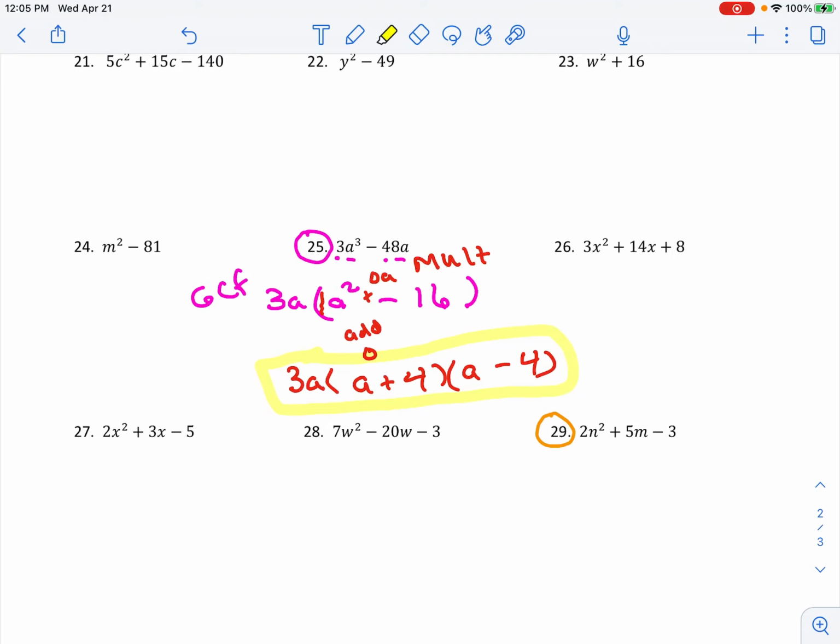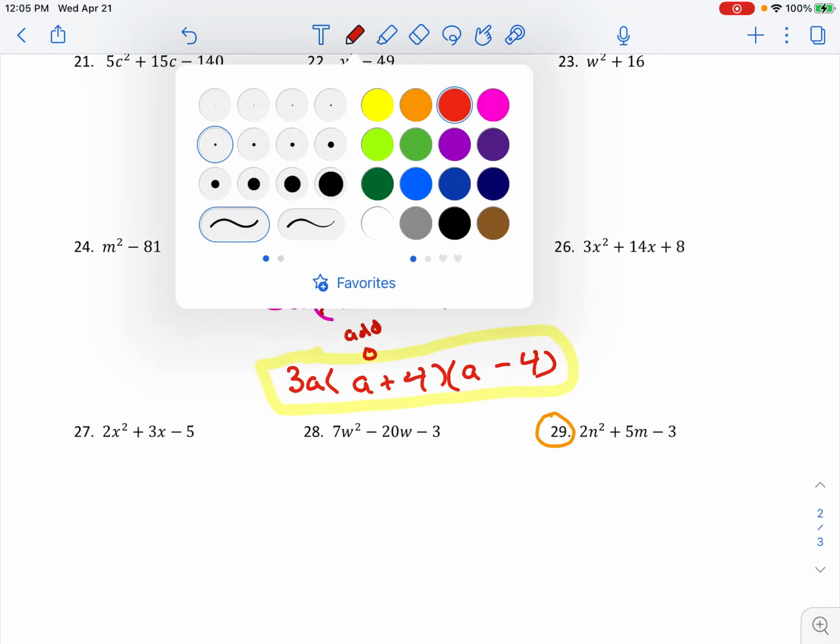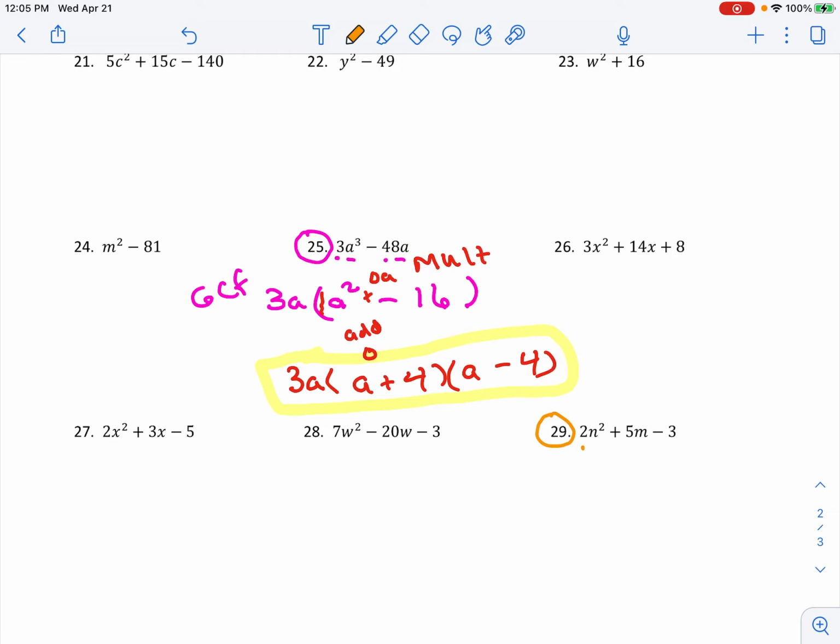All right, the last one I'm going to do, again, I'm looking for a GCF. So if we look at these, 2, 5, and negative 3, there's no number that goes into each, and there is no letter in common. There's not a 1 in front, so I can't use multiply and add up. What I can use is either guess and check or another strategy, like the box method or some of the other methods we've gone through.